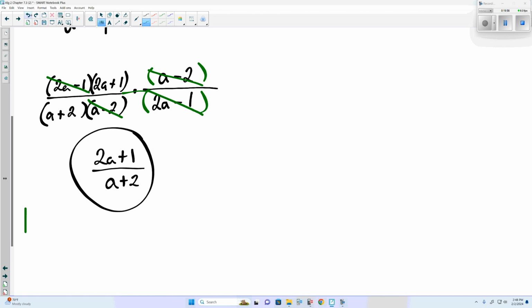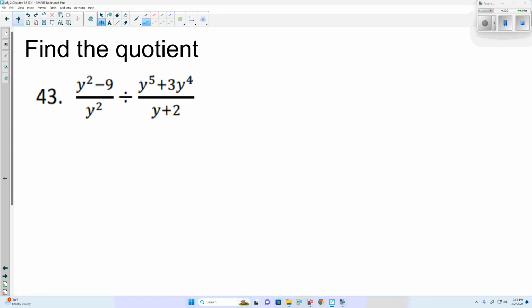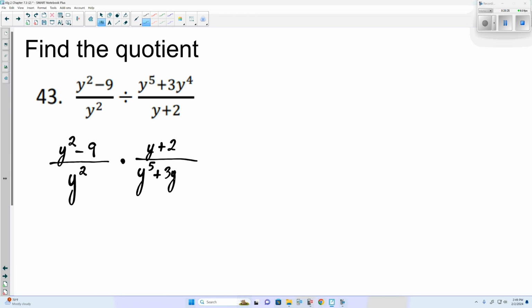What do we think with these here? Not too bad. Why not? Let's do this one here. I skipped over this one in the last few hours, but it's not too bad. Our first one, y squared minus 9 over y squared, stays the same. Our other one, we flip and we do change it from division to multiplication.